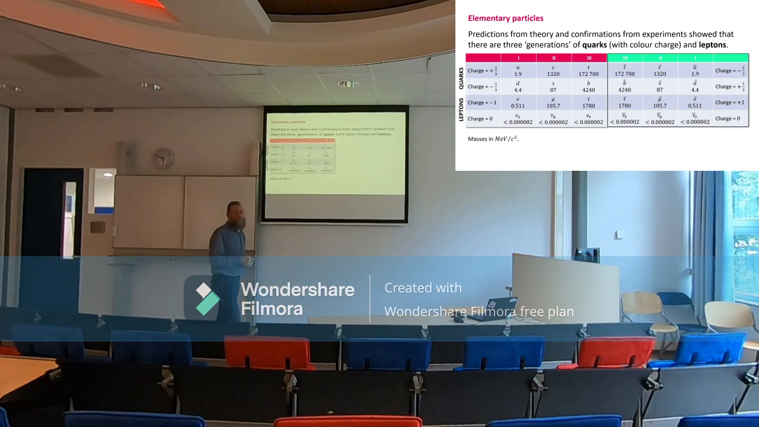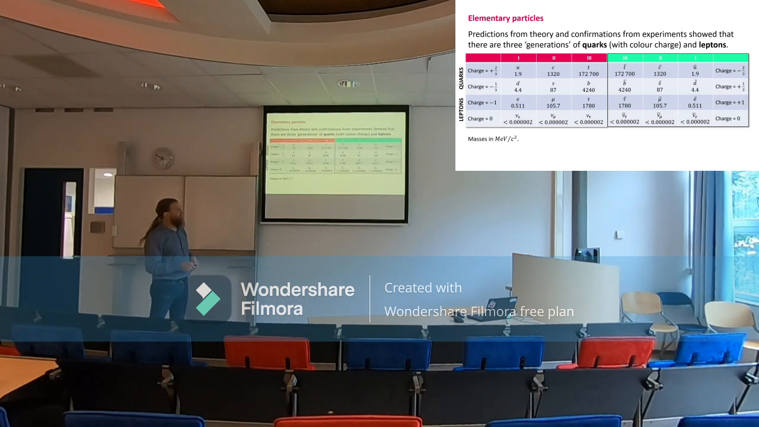And that happened in 95. So they found the last quark, the top quark, the very heavy one. And of course, for these 12 particles, we can also have the antiparticles. Okay, so these are the elementary particles.